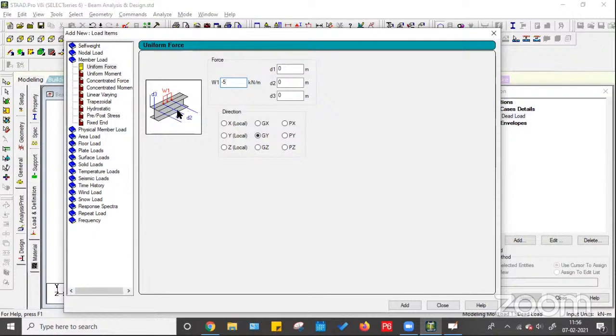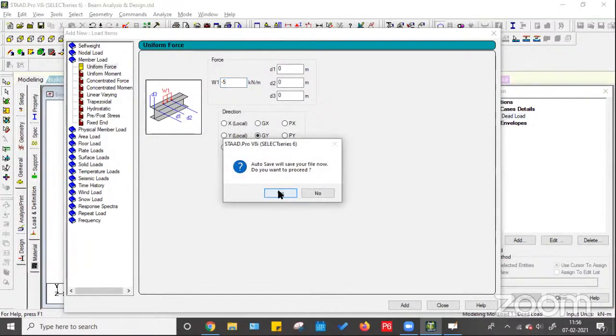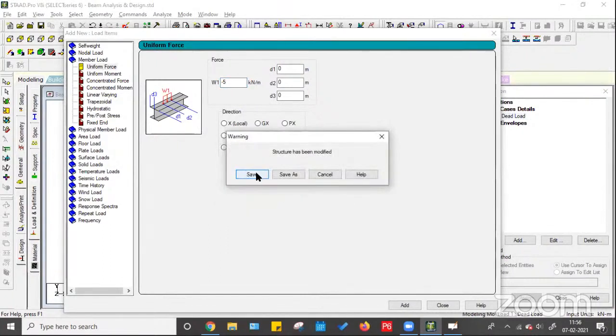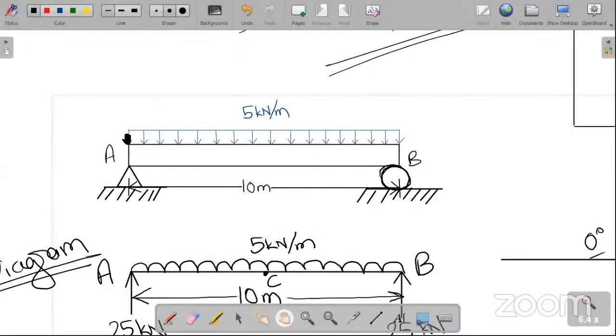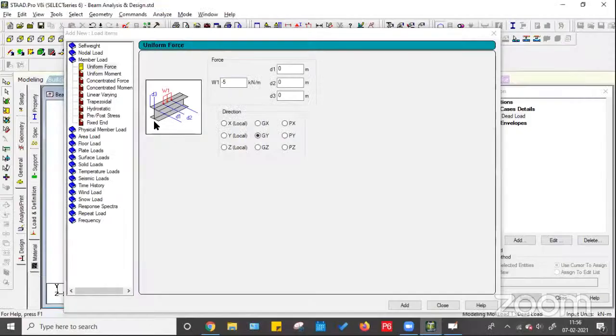Now it is asking D1, D2, and D3. D1 and D3 will be 0. But what about D2? D2 is the distance of this point from that point. D1 is 0 because the load is starting from one end. You can see the load is starting from here. There's no D3, there's no eccentricity, so for D3 we don't have to put anything. D1 is 0. D2 will be the end, that means 10 meters. So I'll put this as 10. The whole load is spread over 10 meters.